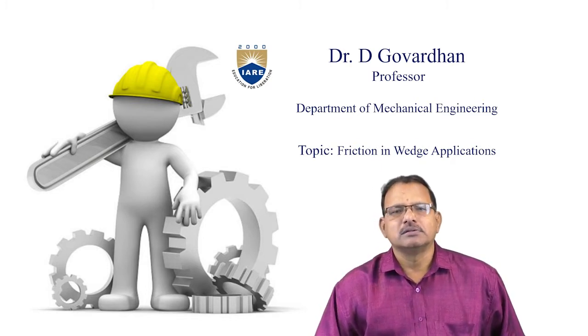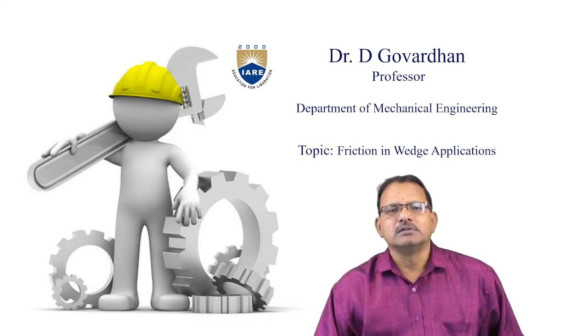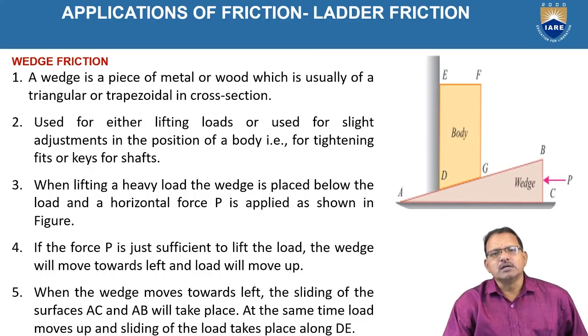Today the topic is application of wedge and analysis of forces on a wedge. The wedge is generally prepared by using a piece of metal or wood. Usually it is in the shape of triangular or trapezoidal in cross section. It is used for lifting or lowering heavy loads at a smaller distance by the application of horizontal force on the wedge.